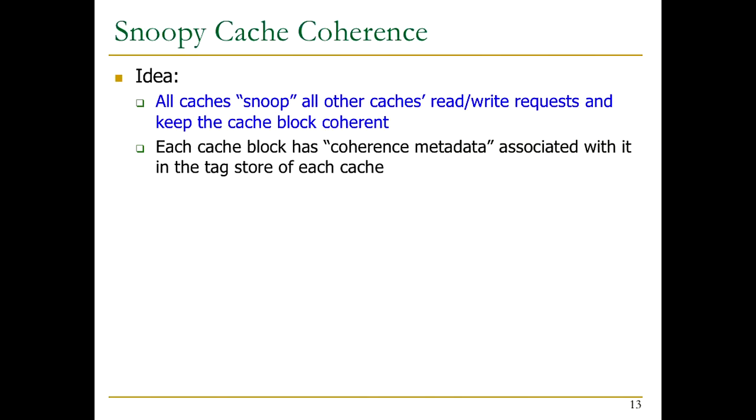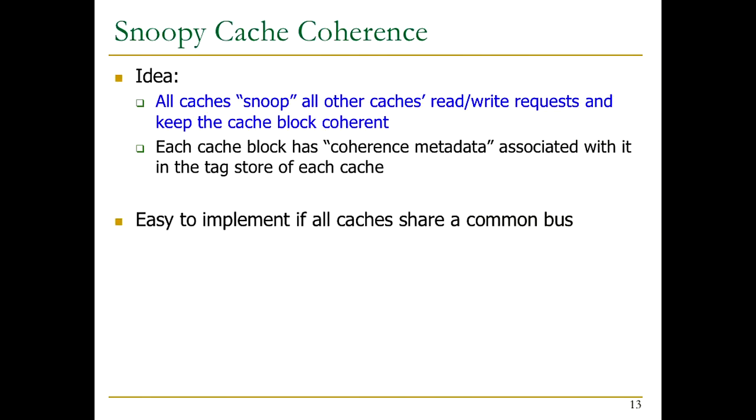Okay, the idea of Snoopy cache coherence we've seen before, but more formally, all caches essentially snoop all other caches' read and write requests and keep the cache block coherent. And the natural way of thinking about it is having a single point of serialization like a bus. Each cache block has some coherence metadata associated with it in the tag store of each cache. So now you're adding the coherence metadata into the caches as opposed to the directory. Remember, in a directory-based scheme, you may actually need some coherence metadata like the exclusive bit or private bit, right? But now we're going to add a lot more metadata into the cache because there's no directory to keep this metadata anymore.